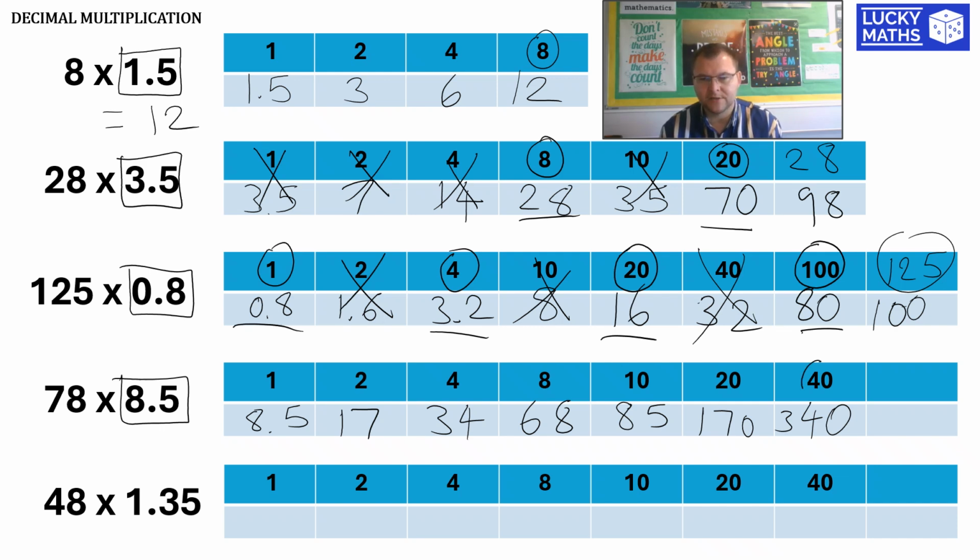Now 78 lots can be found from adding 40, 20, and 10 lots. That is 70 lots there, plus 8. So I'm interested in adding together the final 4 values I've got here to get 78 lots. So again, you might want to do this in 2 stages. 340 add 170 is 510. 85 add 68 is 153. So then if I put those two together, I make that 663.